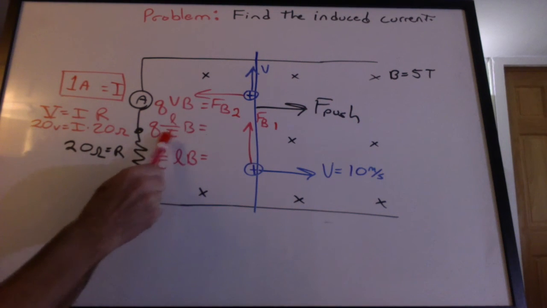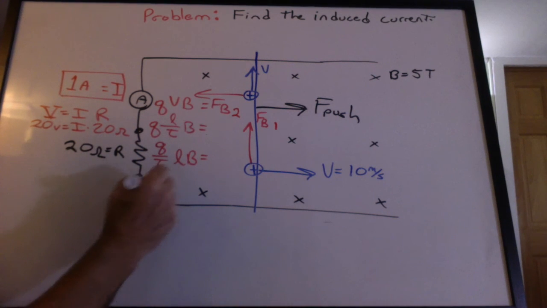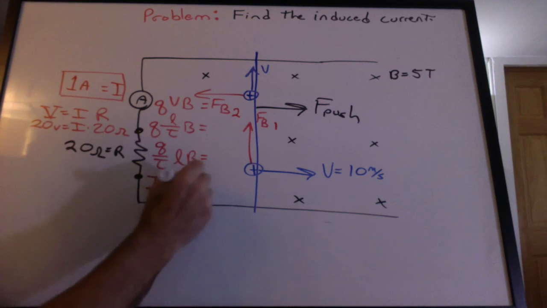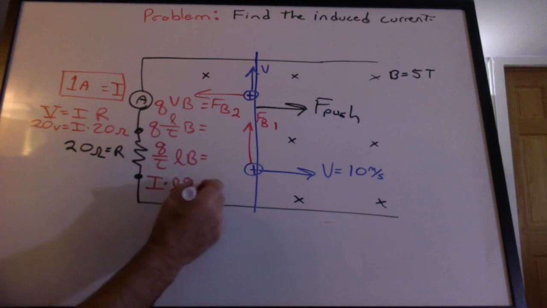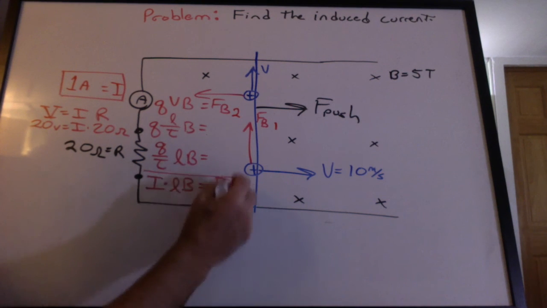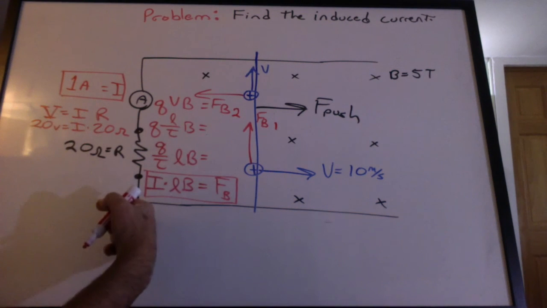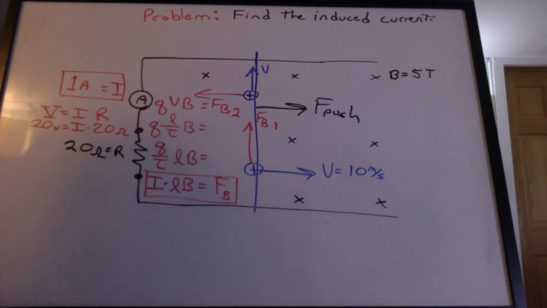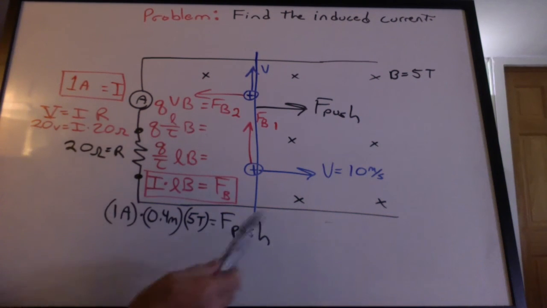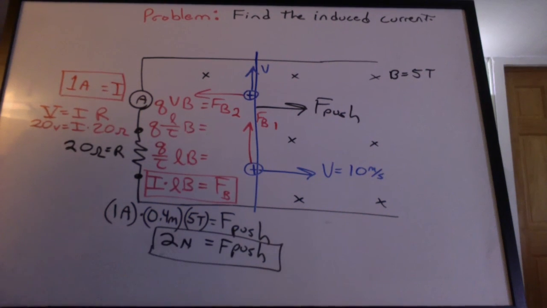If I move this time underneath the Q, I can now say Q per T, that's current. So we have ILB is equal to the magnetic force acting on the whole wire. This entire wire has this much force holding it back. That's how hard we have to push forward to maintain constant velocity. Now I can calculate how hard I have to push. 1 amp times 0.4 meters times 5 Tesla. I have to push with 2 newtons.